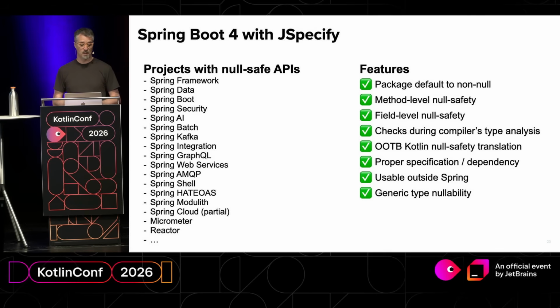So nowadays, all Spring projects, Framework, Data, Boot, Security, AI, etc., provide full null-safety for all their public APIs. And when you are using those projects from a Kotlin point of view, it feels like it was a Kotlin native API with full null-safety specified.